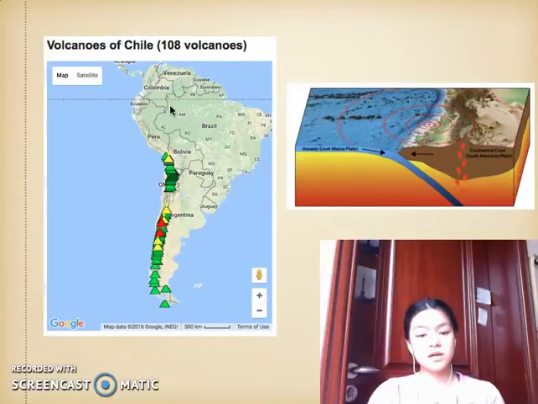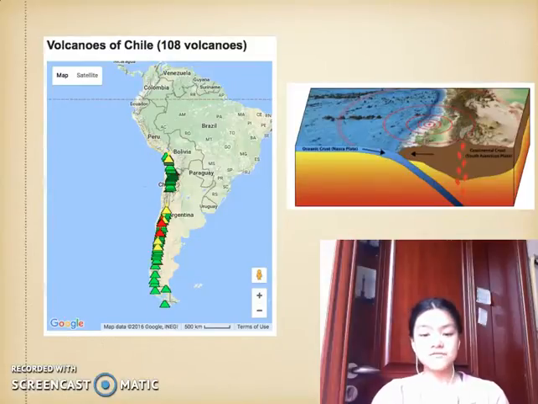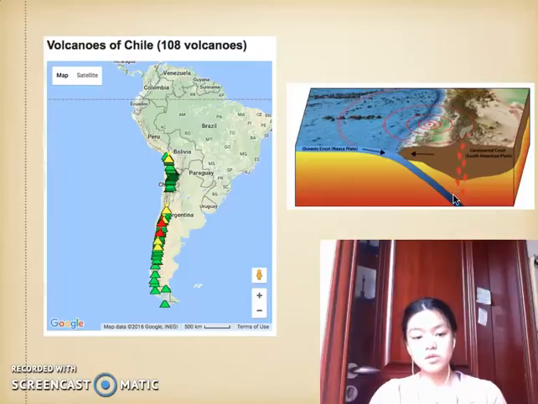Convergent plate boundary is known for having a series of volcanoes. And along the coastal line of Chile, there's 108 volcanoes. That happens because as the subduction plate goes deeper and deeper, the molten rock erupts along the plate to which the subduction plate is forced beneath.